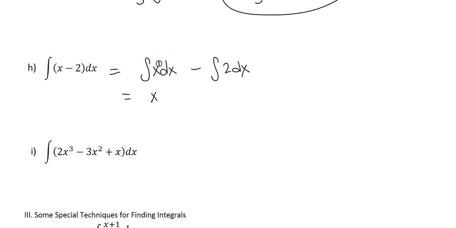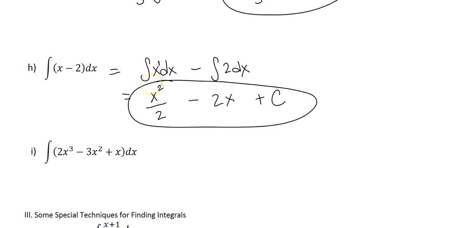So this is understood to be x to the 1. So this will be x squared over 2. This is a constant, so this will be minus 2x. And then I just need to add my constant c out to the end. So that would be my answer here.